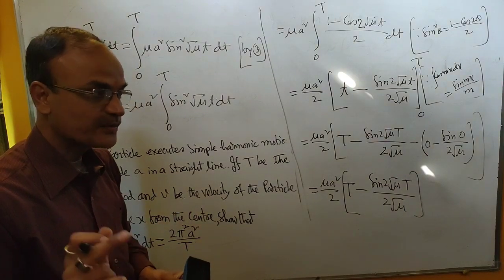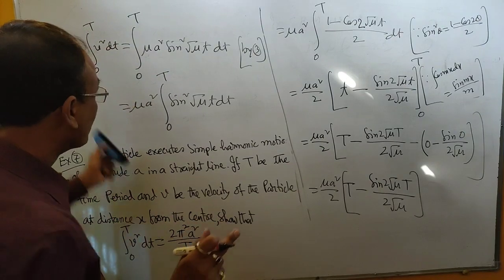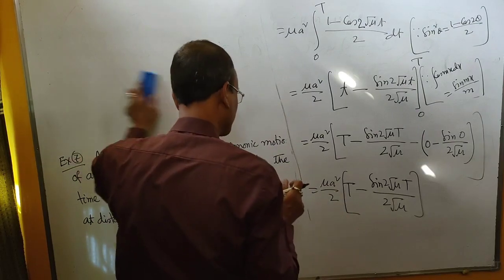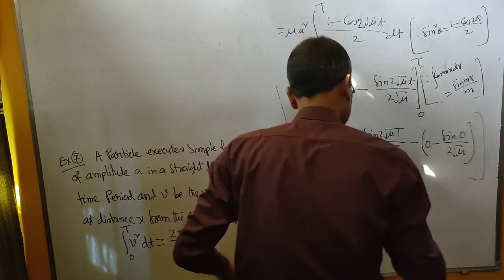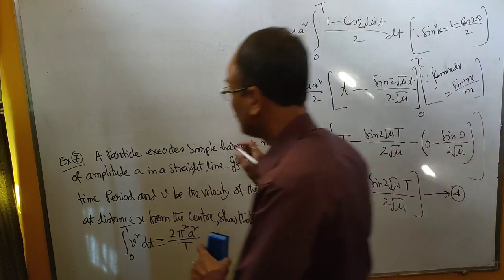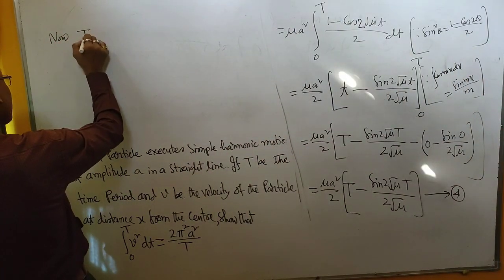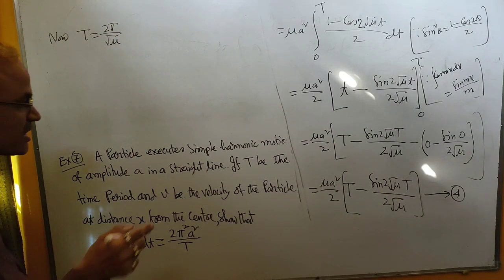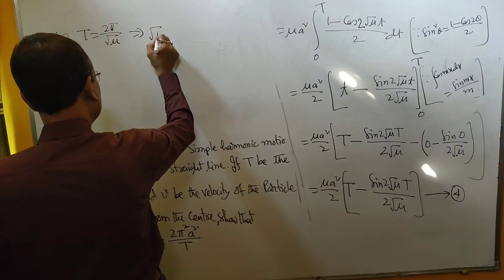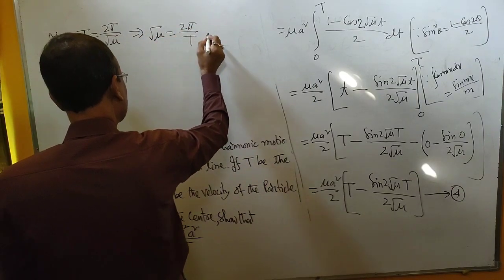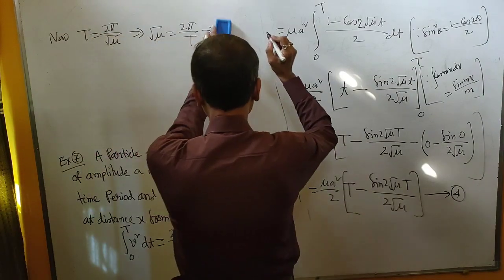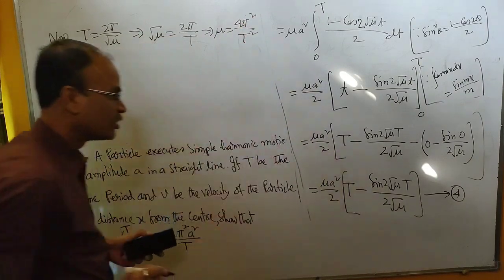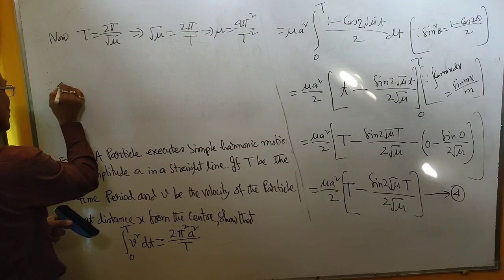In simple harmonic motion, T is the time period or periodic time. T is equal to twice pi by root mu. Suppose this is number 4. This means root mu equals twice pi by T, so mu equals 4 pi square divided by T square.